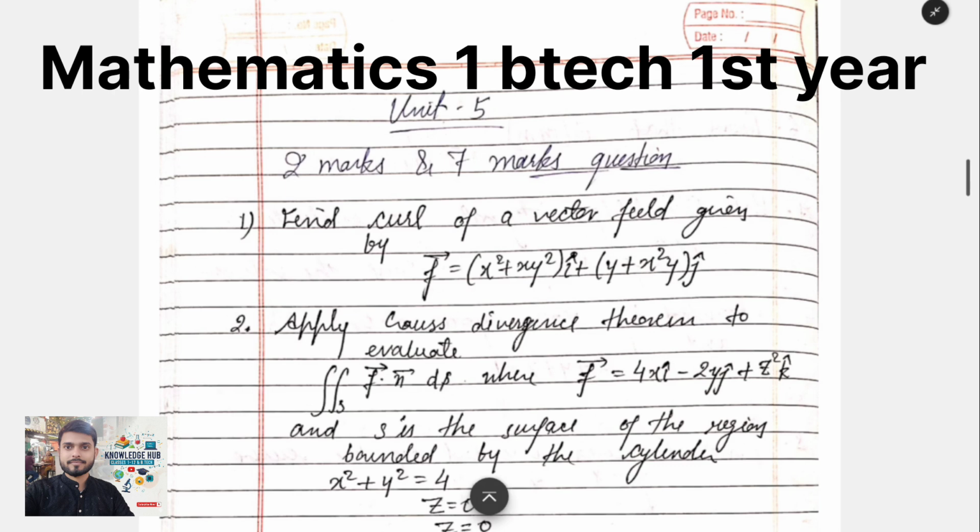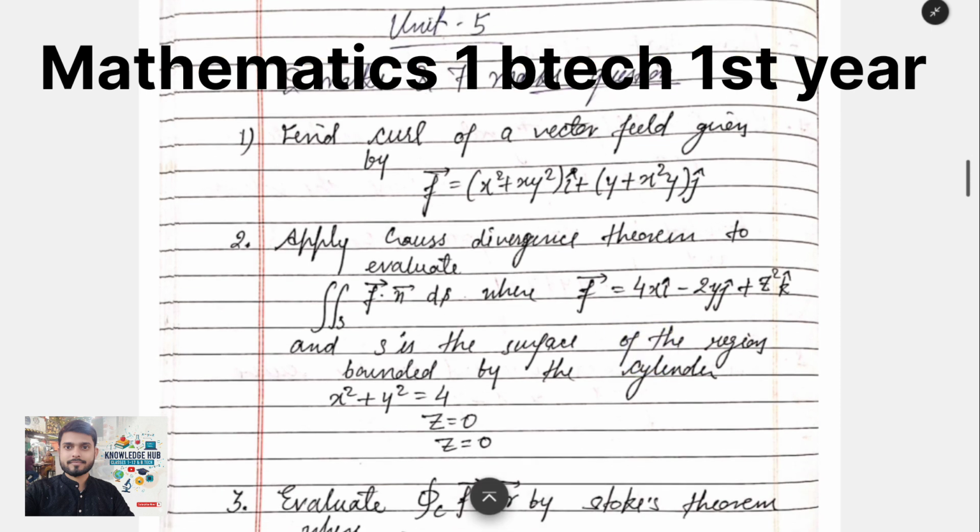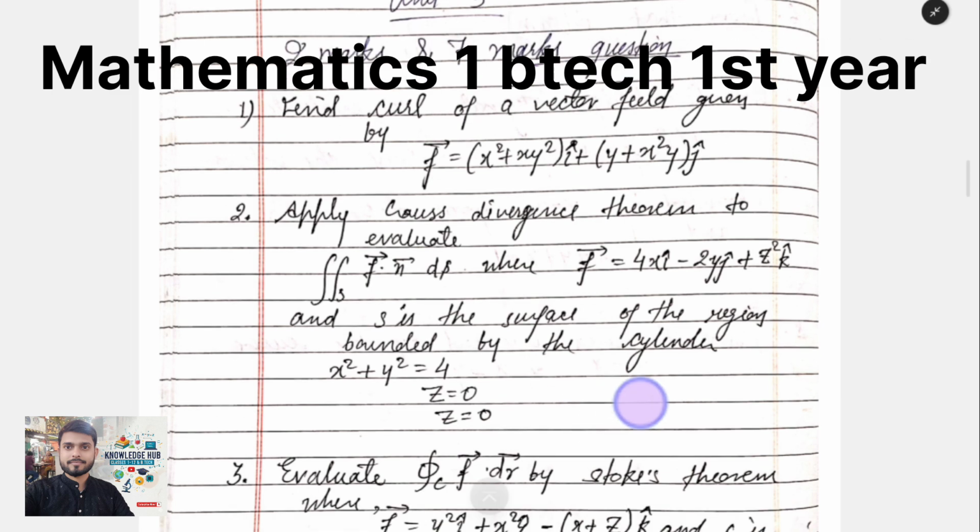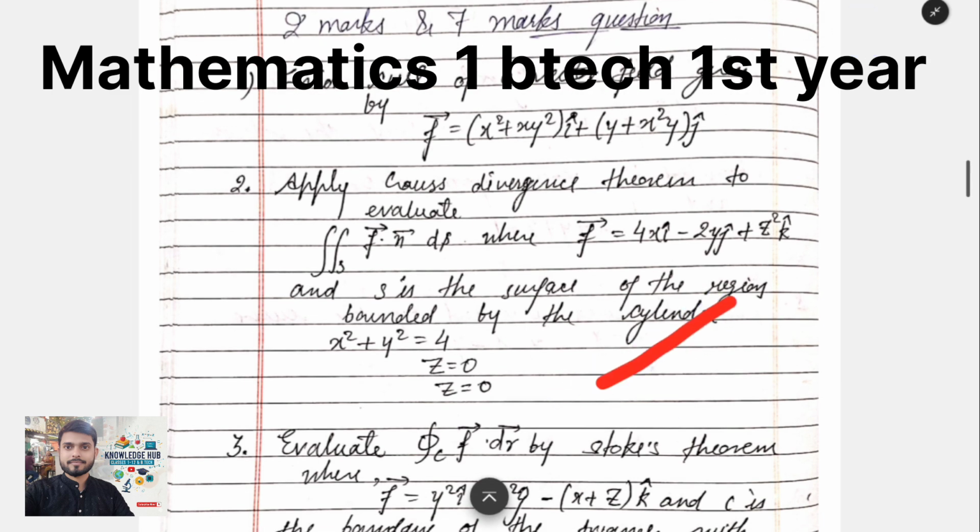Now the fifth unit has 2 marks and 7 marks questions. Find the curl of the vector field given by F is equal to (x square plus xy square) i cap plus (y plus x square y) j cap. Applying Gauss divergence theorem, which is one type of theorem, and this theorem is also a lengthy theorem, but if you practice, then you can solve this question very easily.